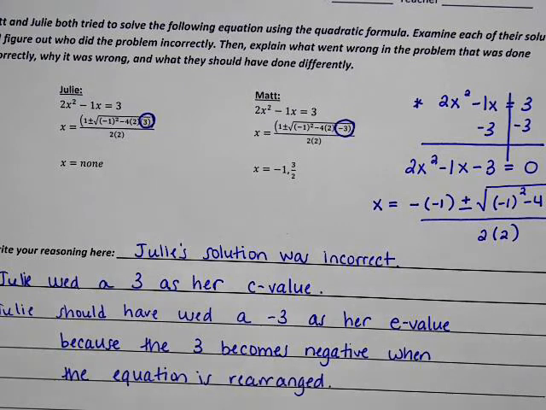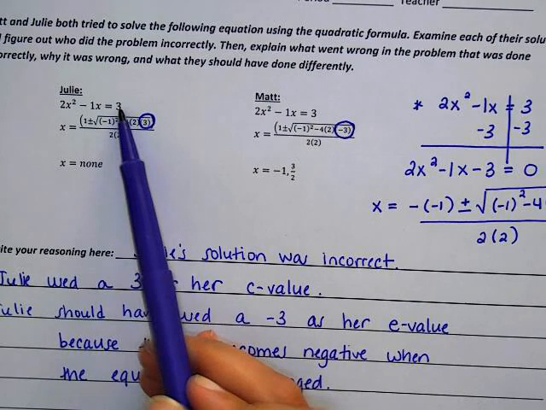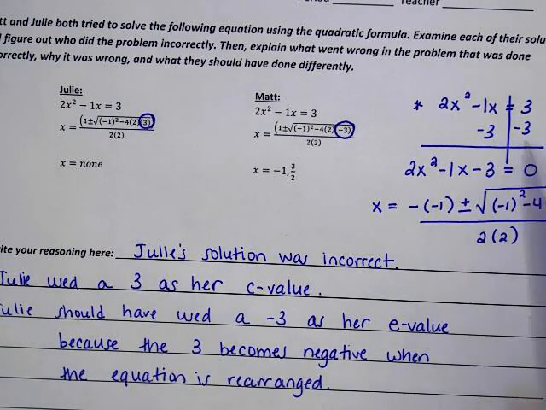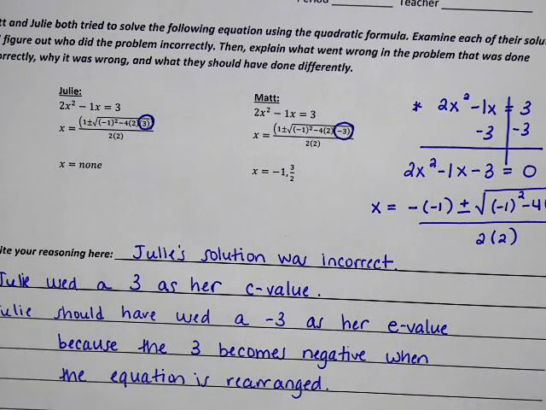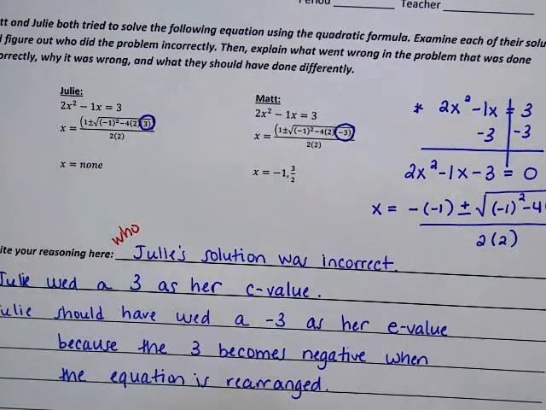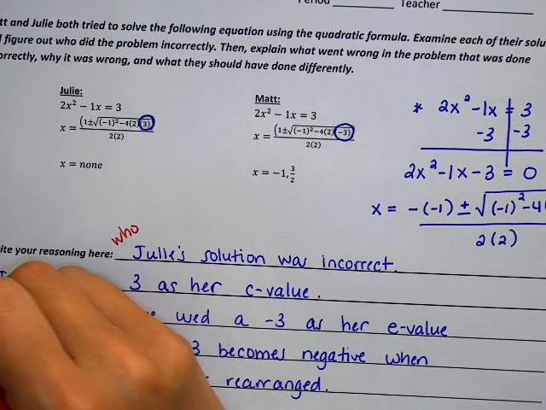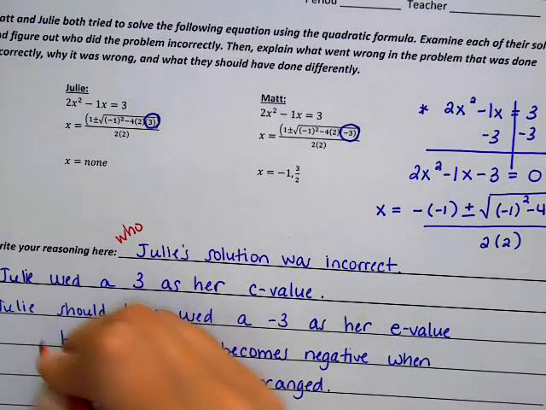Now the mistake I'm assuming that Julie made here was that instead of subtracting the 3 on both sides, she just used this 3 when we know we should subtract because we need to equal 0. So what are the essential components here? We need to say who, we need to say what, we need to say what should she have done, and we need to say why.